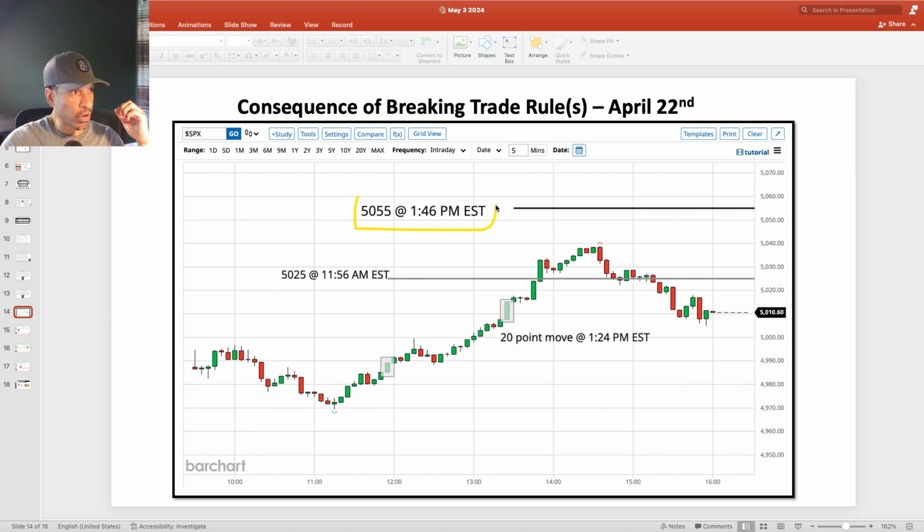I put this trade on at 50.55 and 50.60 at 1:46. And as you can see here, the closing price for the SPX that day was 50.10.60. Now, had I stayed in this trade, I would have walked away with the money because, as you can see here, the price of SPX closed below 50.25. But I didn't know that was going to happen, right?